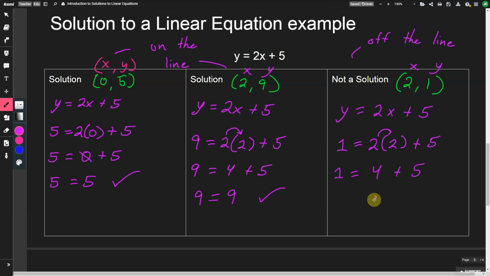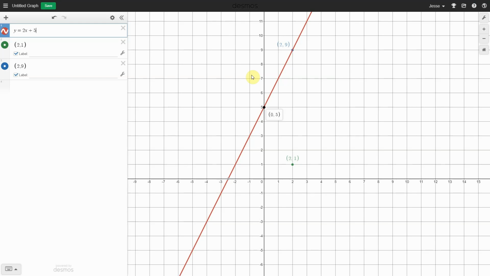You're going to get 9 on this side is equal to 1. Think to yourself, is 1 equal to 9? No, it's not. So that's not correct. It's not true when you plug in these points, so therefore it's not a solution. Okay? It has to be true in order for it to be a solution. So all you have to do to check if something's a solution is just plug it into the points. Or you can just graph it and then see, oh, if it's on the line, then you know for a fact it's a solution. If it's not on the line, you don't have a solution.